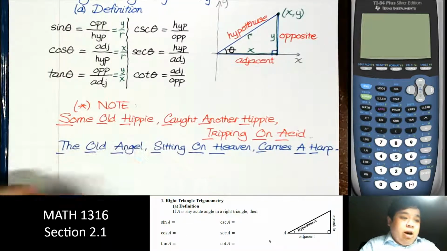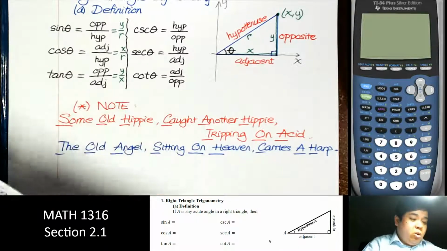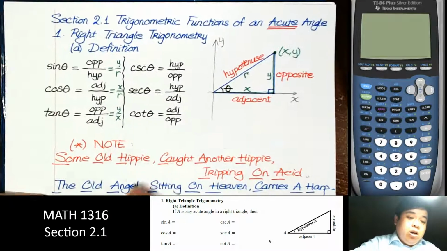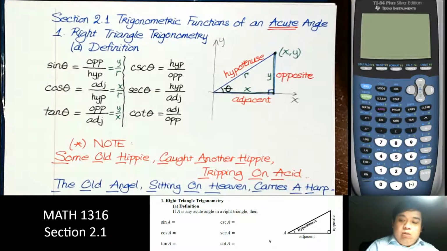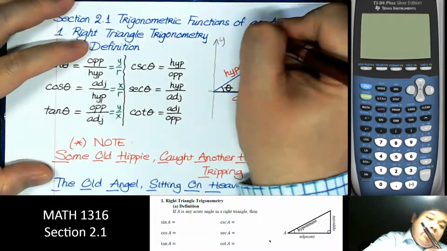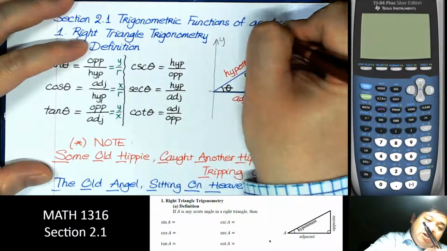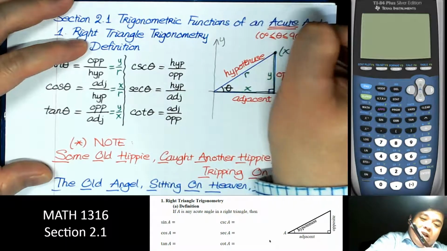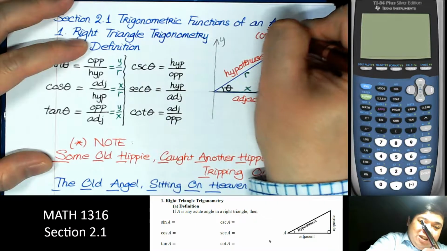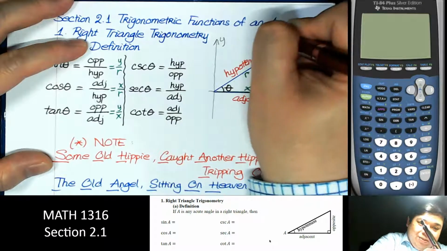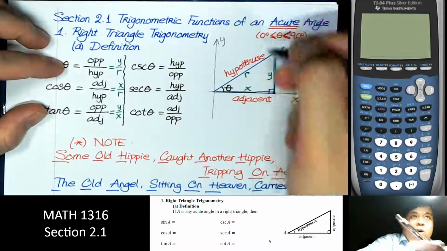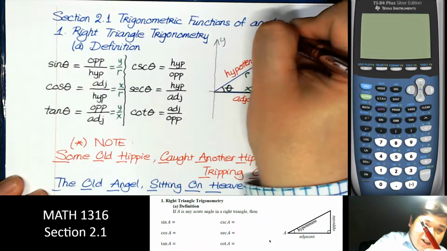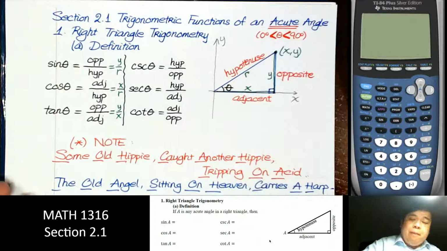Right, so again, that definition is consistent with what we have using x, y, and r. The difference here is this one is only for an acute angle. By acute, we mean from 0 to 90 degrees. Actually, it's less than 90 degrees, or bigger than 0, so positive. So anything between 0 and 90 degrees, not equal to.